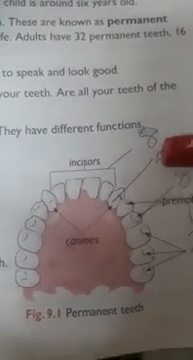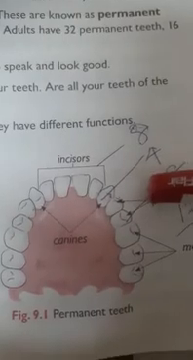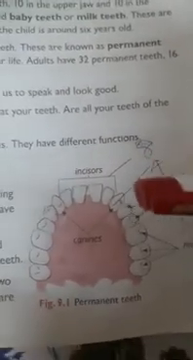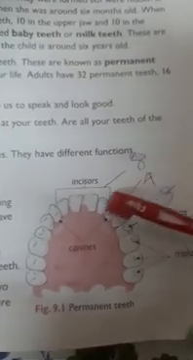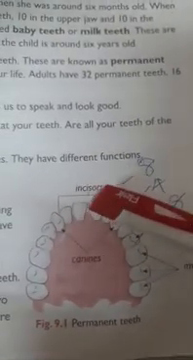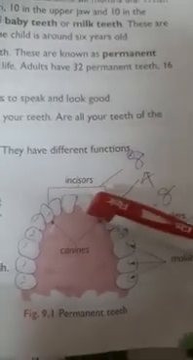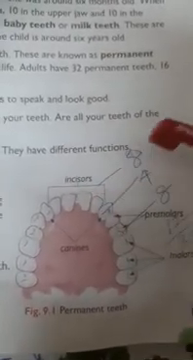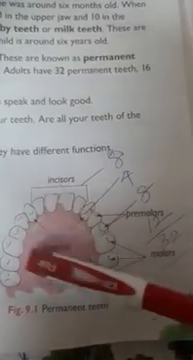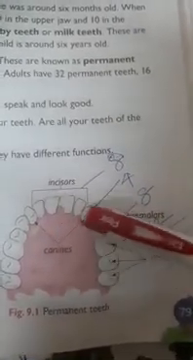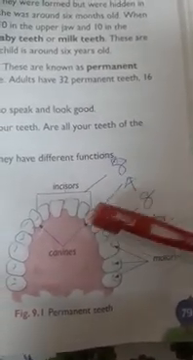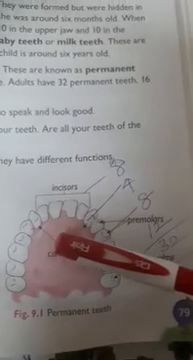Okay, so in the adult's mouth, there are 32 teeth, 16 in upper jaw and 16 in lower jaw. So 4 front teeth are called incisors and they are used for cutting and biting. So there are 4 in upper jaw and 4 in lower jaw. So in total there are 8 incisors. Then next to the incisors there are 2 sharp pointed teeth. They are called canines. 2 in upper jaw and 2 in lower jaw. Total 4 canines. They are used for tearing the food.